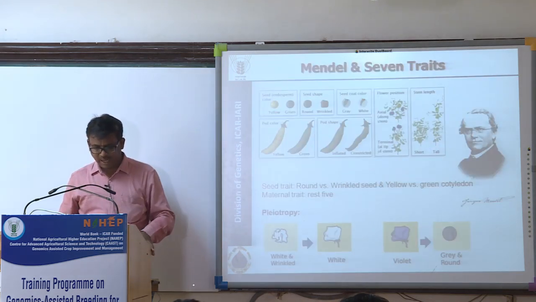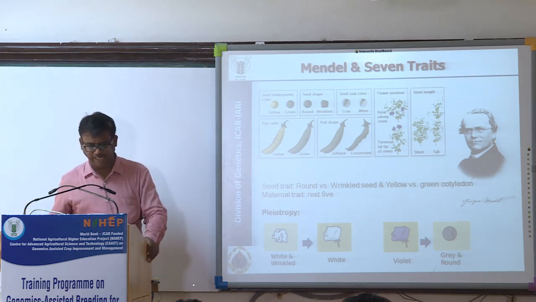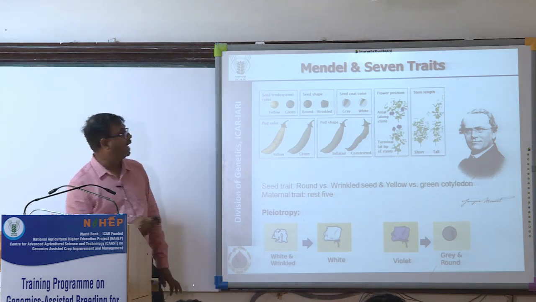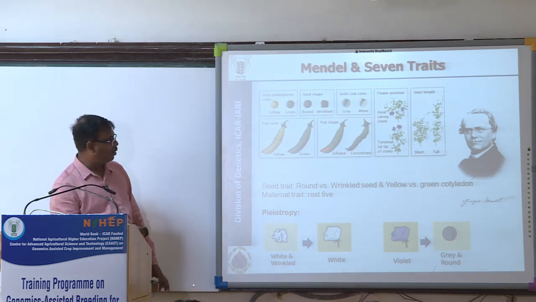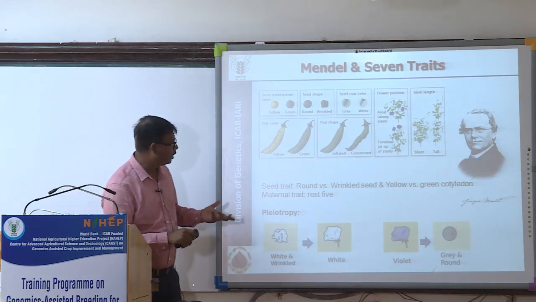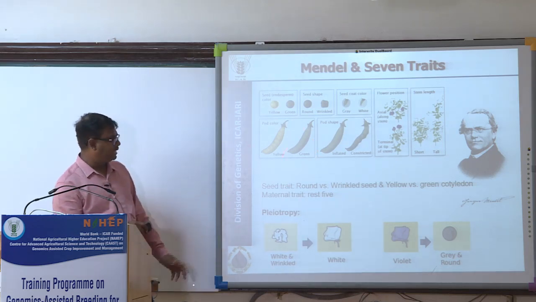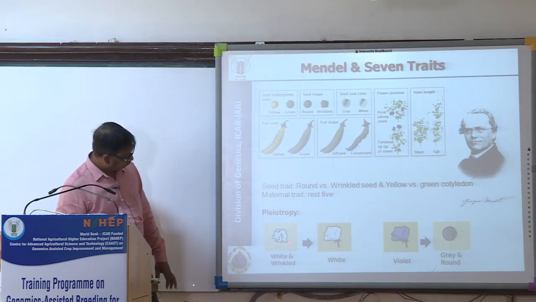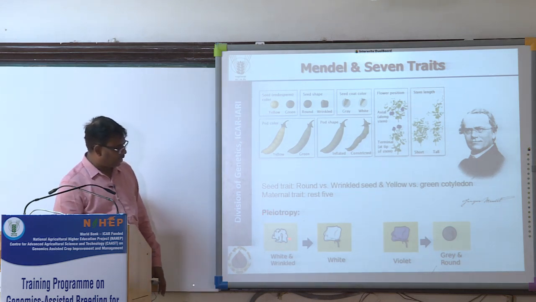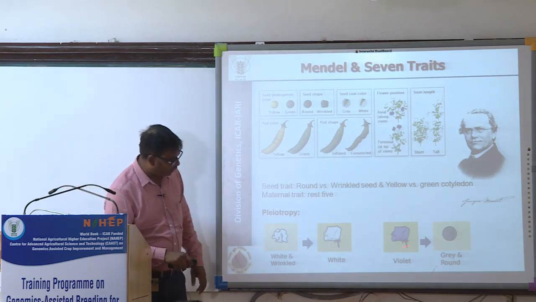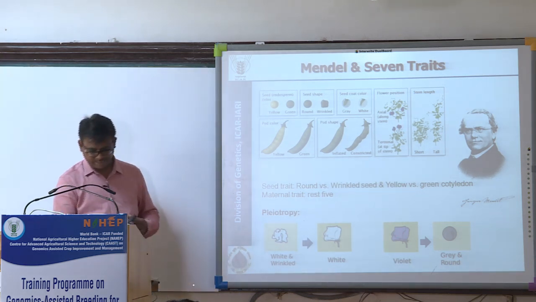And with this, now let us understand the whole thing. We all know that Mendel worked on 7 characters, and these are the different allelic forms, the polymorphism, and each gene is there. And we also know that there was pleiotropy, that is white flower was associated with white seed coat, and the purple flower was associated with grey seed coat.